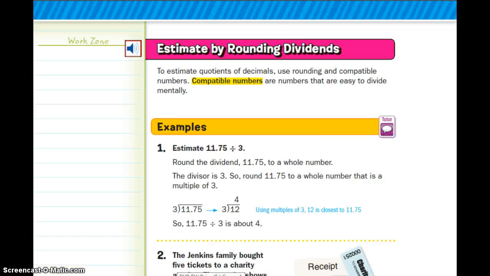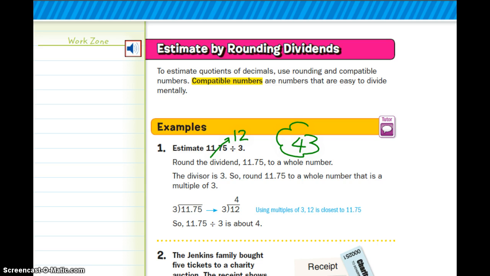So we just learned a compatible number is a number that comes close in value, so that when we're actually computing our answers, we come up with something that works mentally and that is an approximation of what the answer should look like. So estimate 11.75 divided by 3. We're going to say this is approximately 12. 12 divided by 3 is 4. So we know that it's approximately 4.